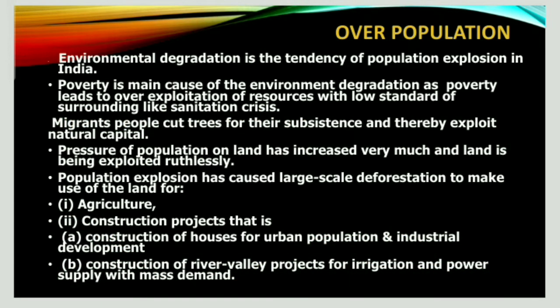7 billion population means overpopulation, because the resources are limited and their uses are unlimited. The degradation in India is just a rise of population for the environment. Population explosion in India is second in the world and marks with the word poverty. And when you mark the word poverty, it leads to over-exploitation of resources with low living standards, because the poor people will migrate from one place to another.